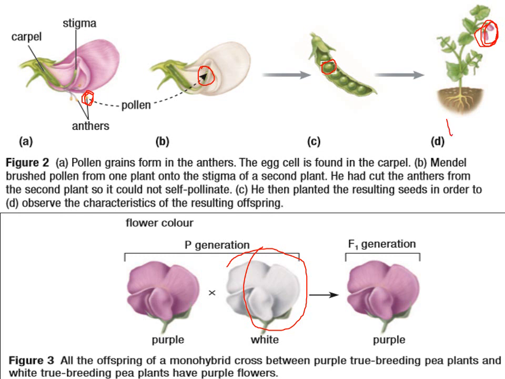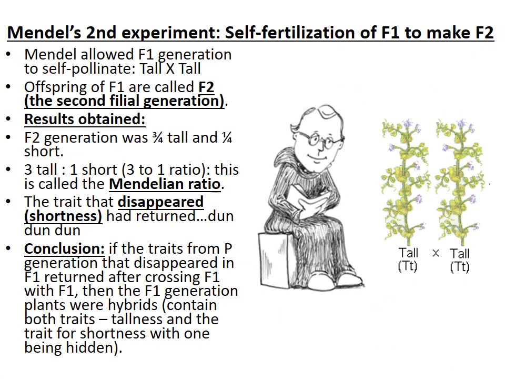He called these hybrids, though, because they were now a mixture of 2 different pure breeding plants, which were our parental generation over here. This was our P generation. This is our F1 generation over here. So that was Mendel's first experiment.